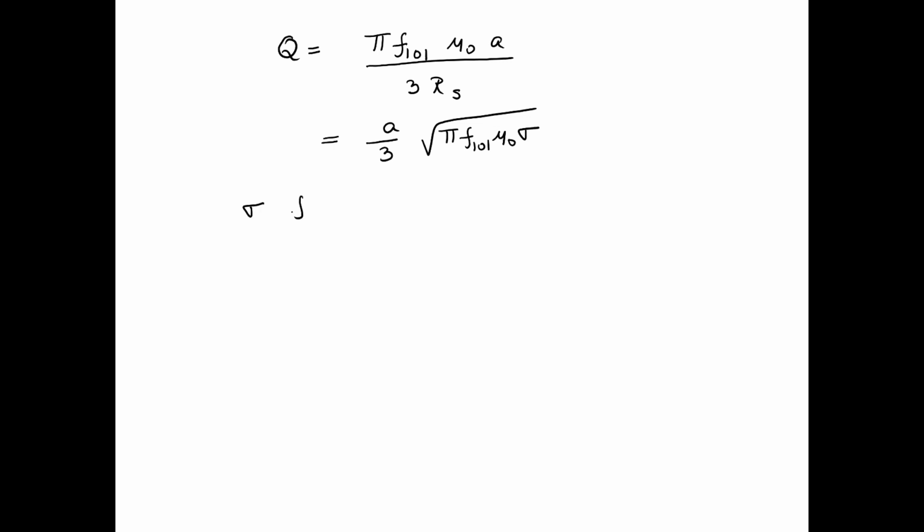Q, as we have seen before, would be pi f101 mu naught a by 3 Rs, and substituting the value of Rs as square root of omega mu by 2 sigma, we can write this as a by 3 times the square root of pi f101 mu naught sigma. And sigma for copper is roughly 5.8 into 10 to the power 7 Siemens per meter. So when we substitute these terms, Q would be approximately 10,700.